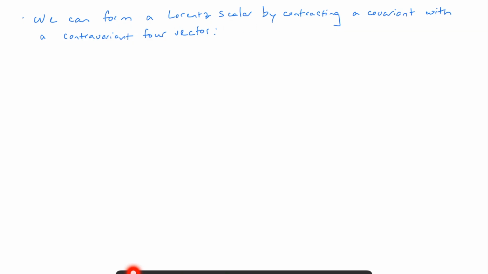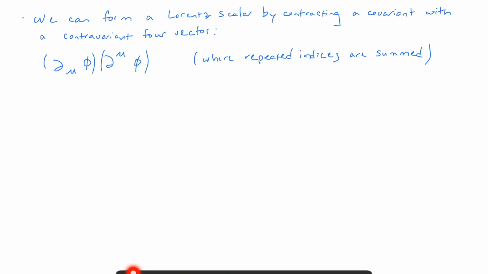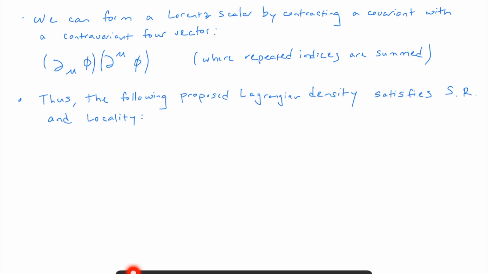And we can form a Lorentz scalar by contracting a covariant with a contravariant four vector. If you take this covariant four vector and its contravariant four vector and contract them, where repeated indices are summed, this is the Einstein summation convention, familiar hopefully to everybody that took special relativity at the appropriate level. We just get a single number, because this is going to be 0, 0, plus 1, 1, plus 2, 2, plus 3, 3, and that single number will end up being another Lorentz scalar. So this gives us our Lorentz scalar. Very simple, nothing complicated, as long as you have a little familiarity with special relativity.